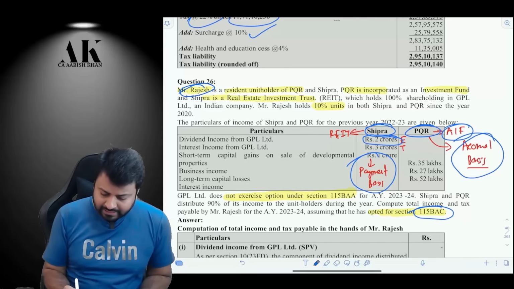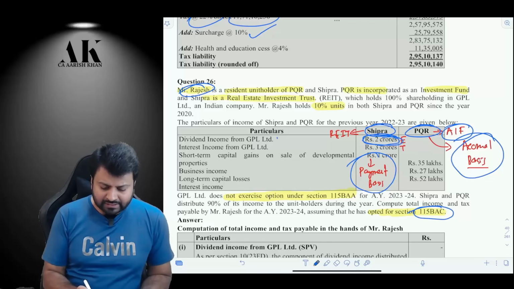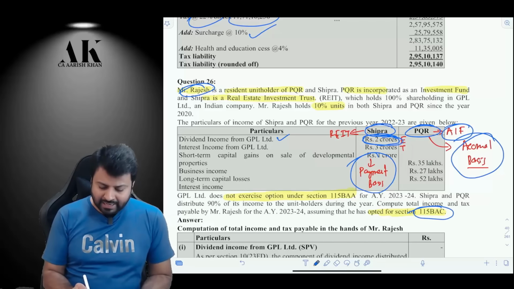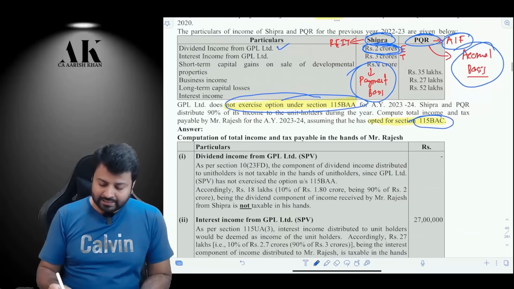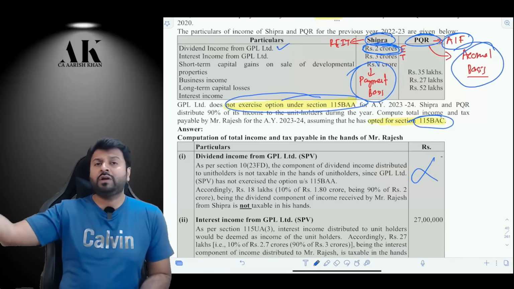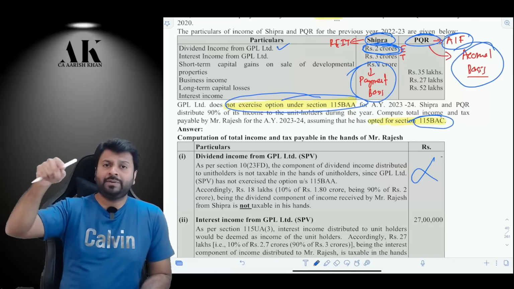Now, first, we'll talk about the REIT implication. The first is dividend from GPL. GPL is the SPV and the SPV is not following 115BAA. If the SPV is not following 115BAA, then the investor is not liable to tax. If the SPV would have followed 115BAA, then the investor would have paid tax on that dividend income.